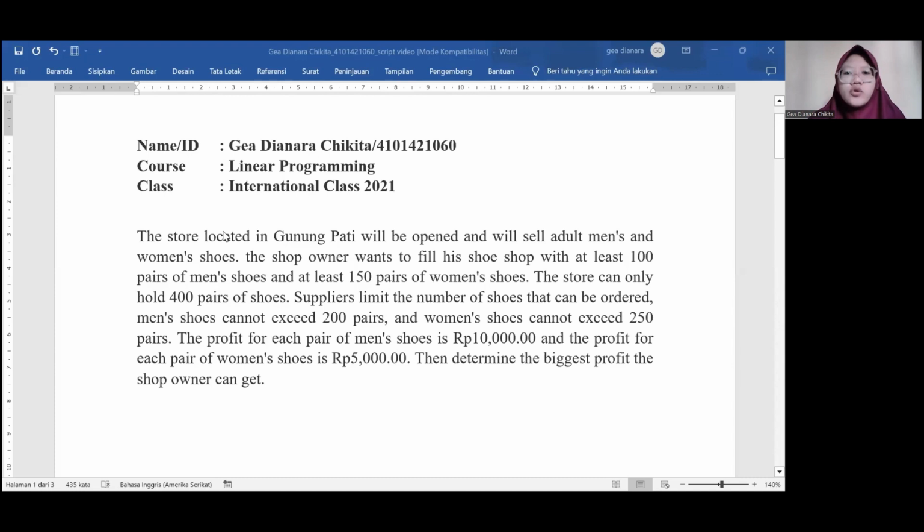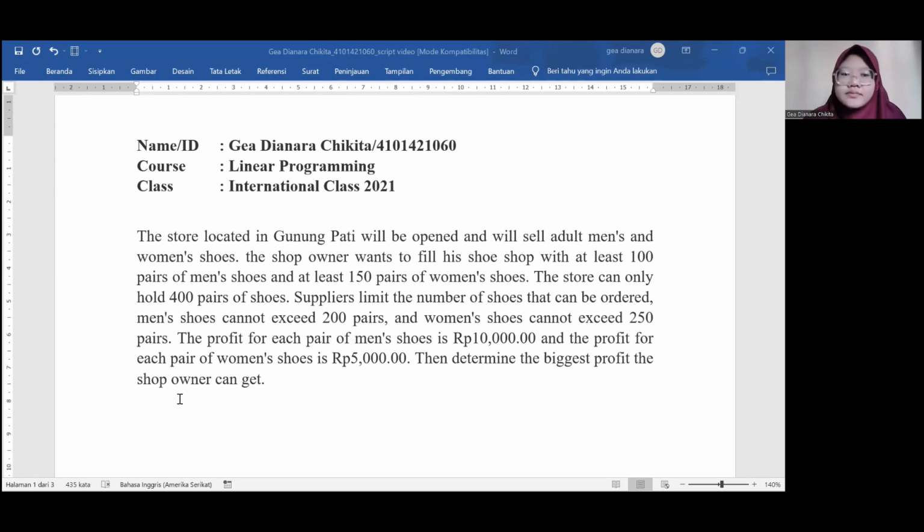The store located in Gunung Pati will be opened and will sell adult men's and women's shoes. The shop owner wants to fill his shoe shop with at least 100 pairs of men's shoes. The store can only hold 400 pairs of shoes. Suppliers limit the number of shoes that can be ordered: men's shoes cannot exceed 200 pairs and women's shoes cannot exceed 250 pairs. The profit for each pair of men's shoes is 10,000 rupiah, and the profit for each pair of women's shoes is 5,000 rupiah. Determine the biggest profit the shop owner can get.